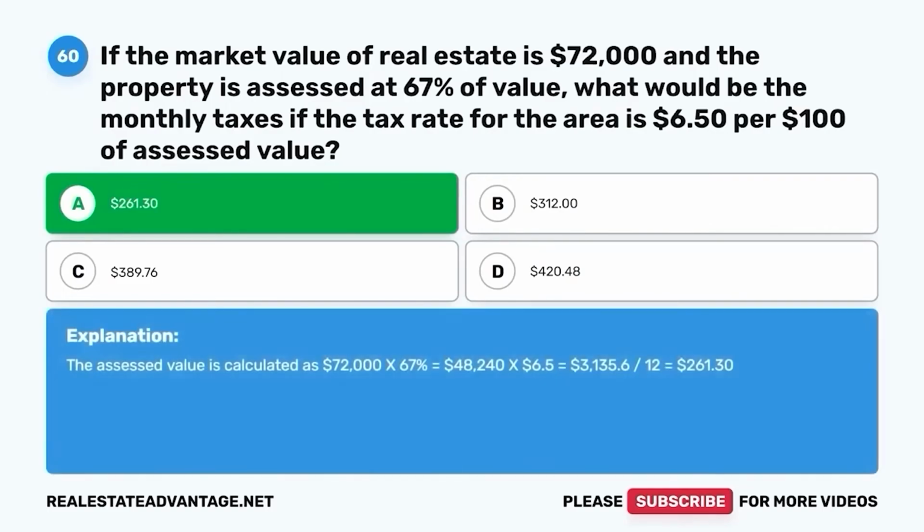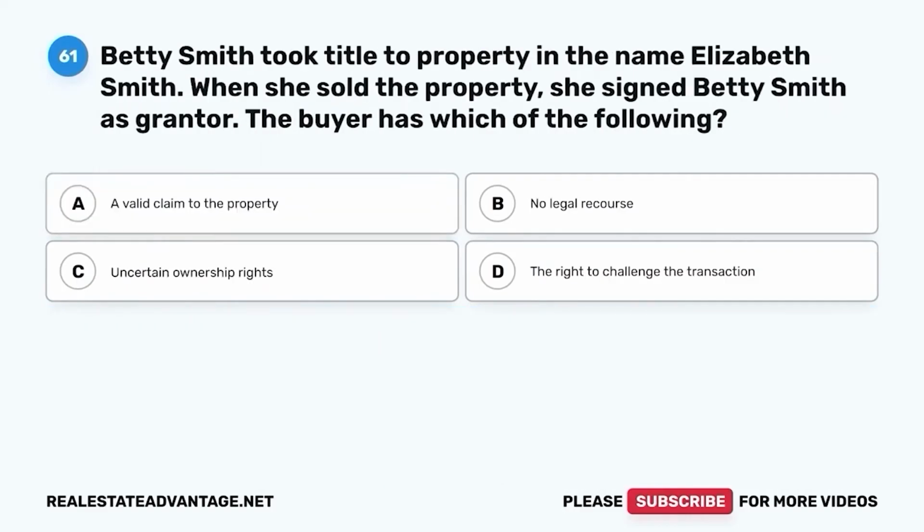The correct answer is A. $261.30. The assessed value is calculated as $72,000 times 67% equals $48,240, times $6.50 equals $3,135.60, divided by 12 equals $261.30.